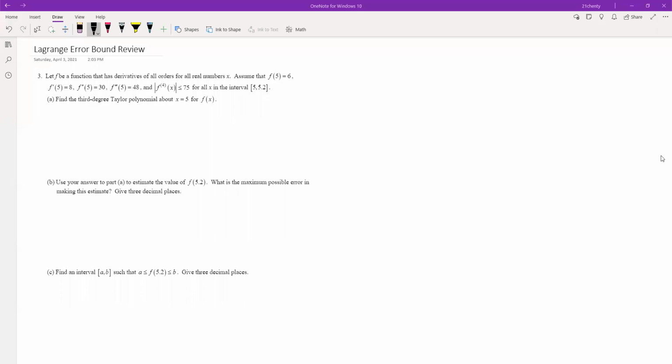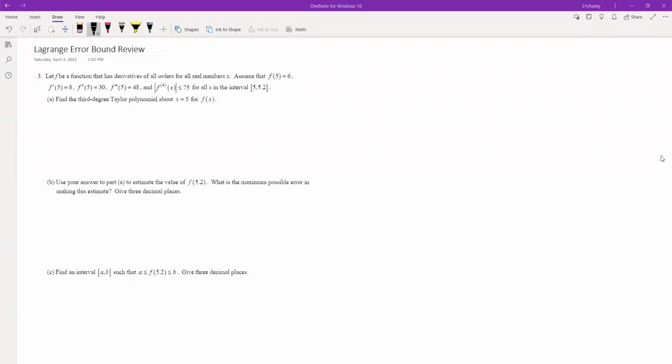Okay, so today we are doing the Lagrange error-bound review. So first problem I have up here, let f be a function that has derivatives of all orders for all real numbers x. Assume that f of 5 and all its derivatives are shown here, and then for all x in the interval 5 to 5.2. So first find a third-degree Taylor polynomial about x equals 5 for f of x.